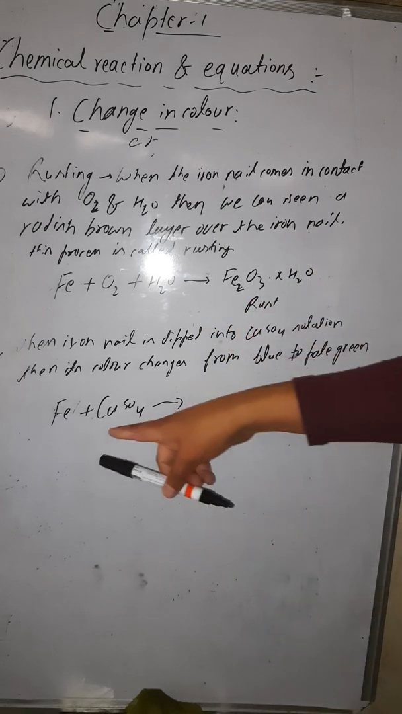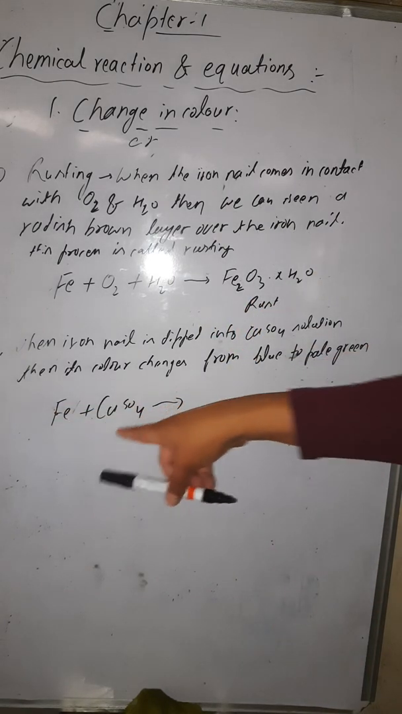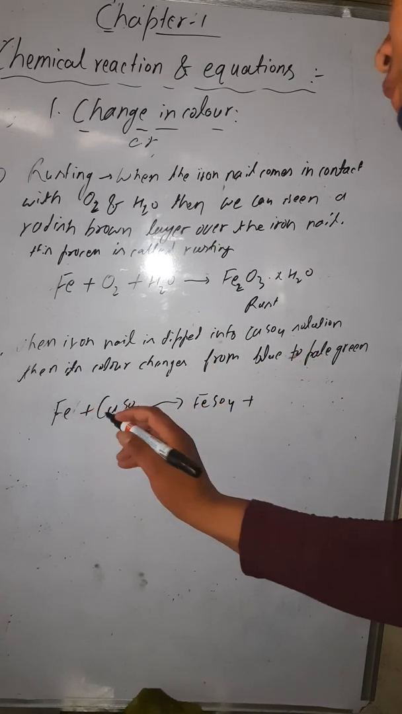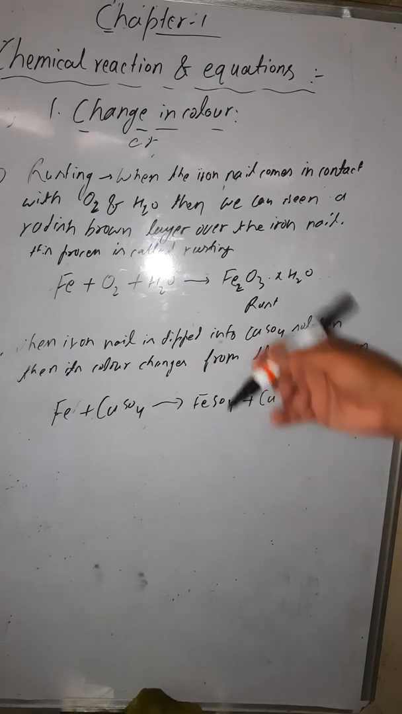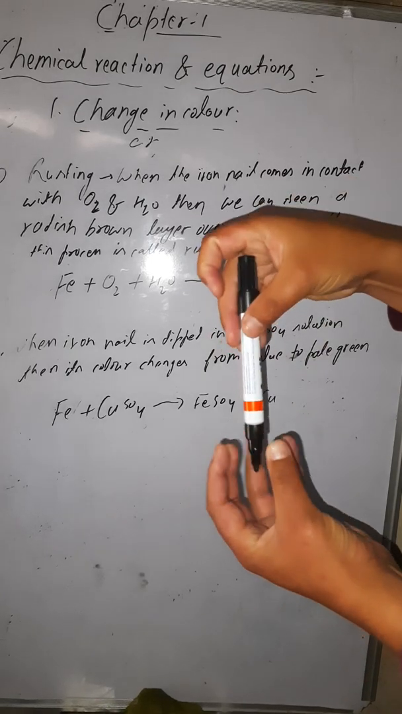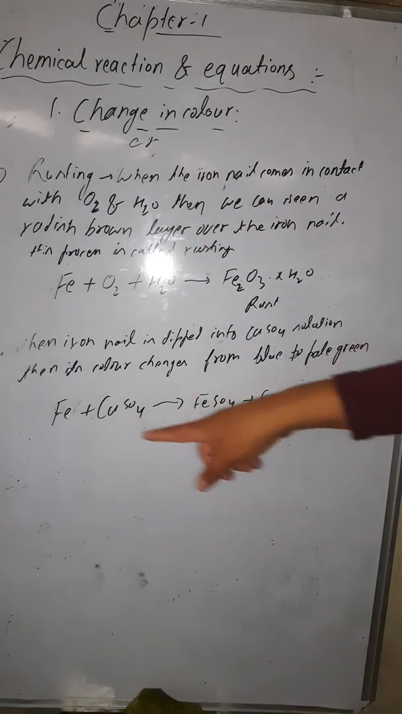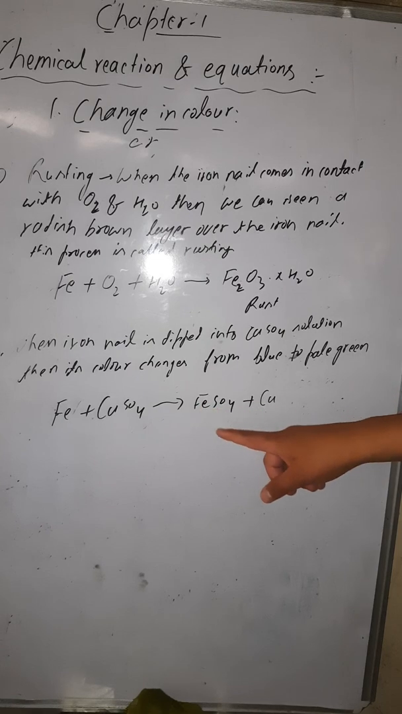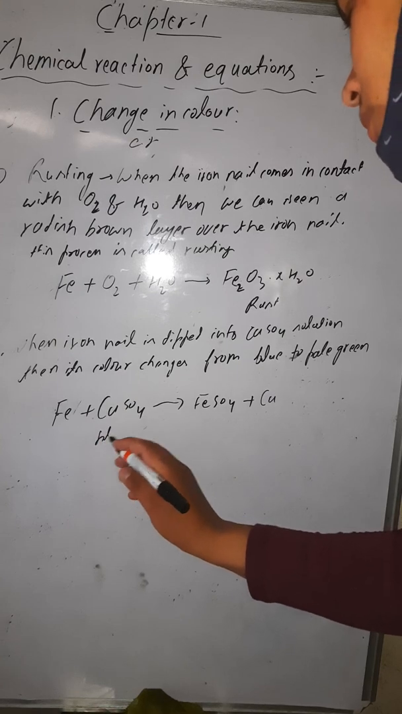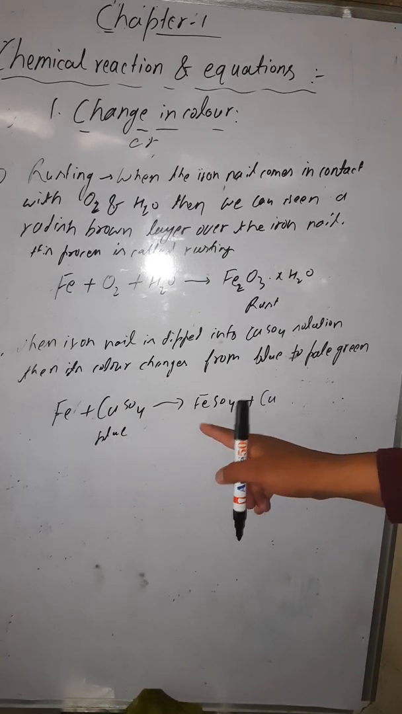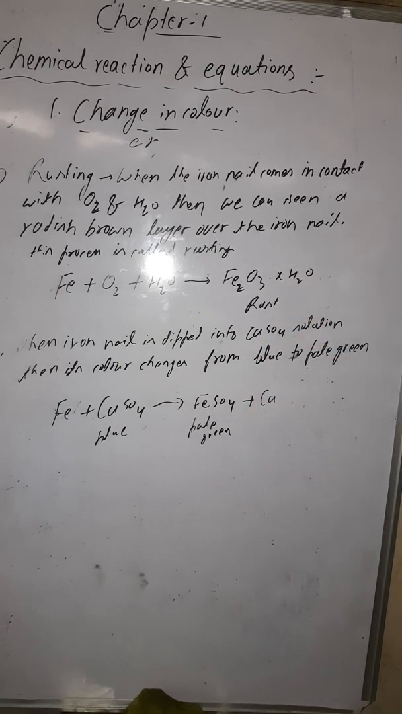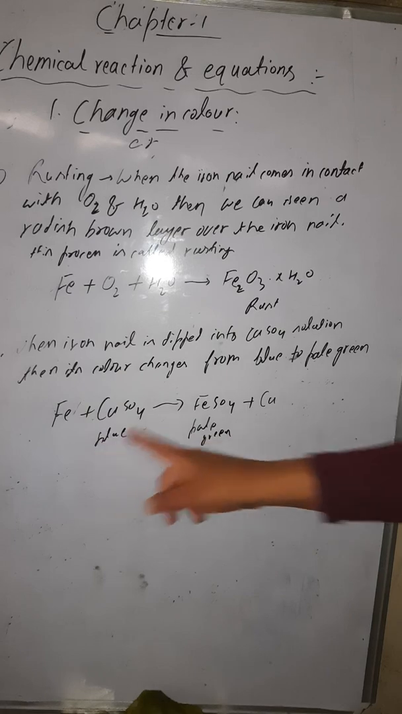Are you getting this? And now the solution becomes not copper sulfate, it becomes the iron sulfate solution, FeSO4 solution. And this copper is going to be deposited over the iron nail. So the color of the copper sulfate is blue and the color of the iron sulfate is what? Pale green. So this is how you can see a change in color taking place.